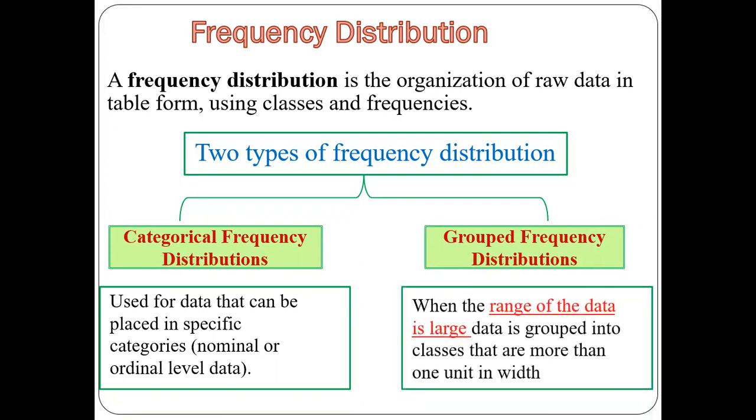When the range of data is large, data is grouped into classes that are more than one unit in length. In this case, we are talking about the group frequency distribution.